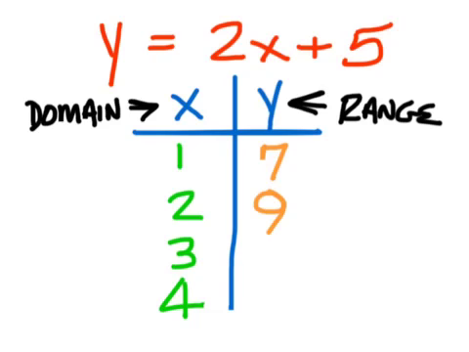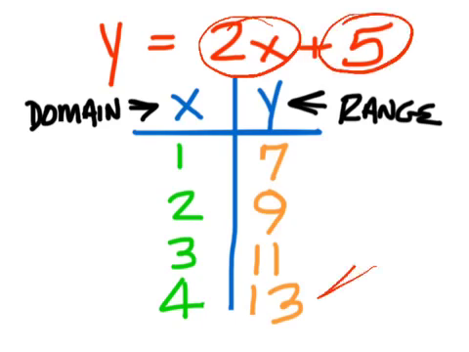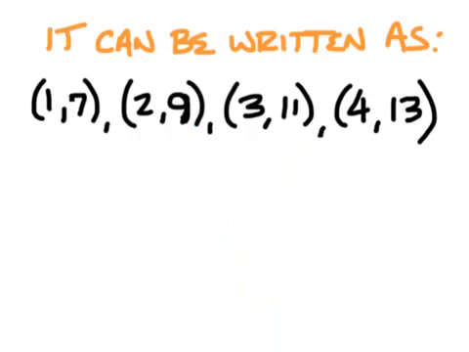If I put in 2, I should get back a 9. 2 times 2 is 4, and then when you add 5, you come up with 9. If I put in 3, then I'll have 3 times 2 is 6, plus 5 is 11. If I put in 4, 4 times 2 is 8, plus 5 is 13. You have generated a set of ordered pairs, and this is what that set would look like: 1, 7; 2, 9; 3, 11; and 4, 13.